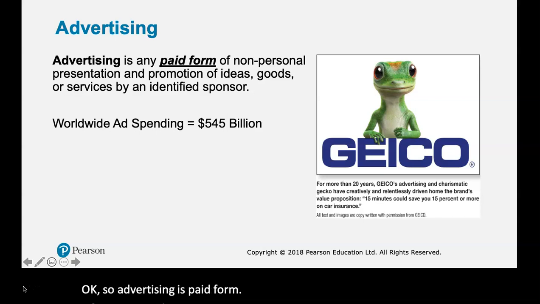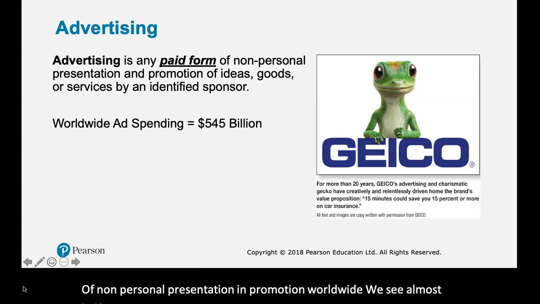Worldwide, we see almost $500 billion spent on advertising. So it's a very lucrative business. It's a business with a lot of job opportunities, and it's a very significant part of the world economy.